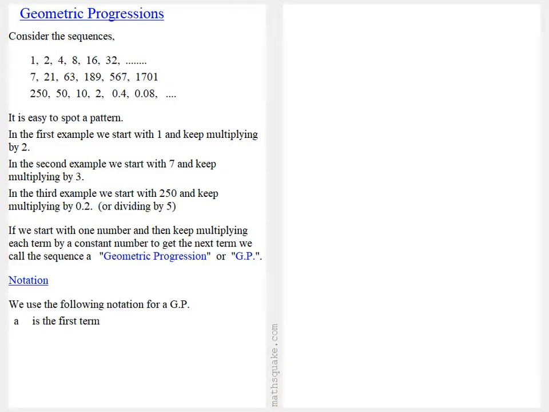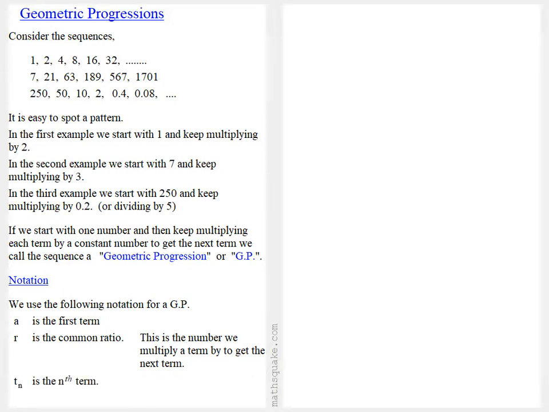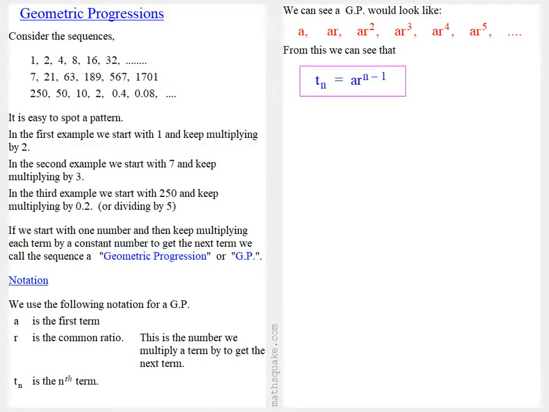We use the letter A for the first term, R for the common ratio. This is the number we multiply a term by to get the next term, and Tn as the nth term. So a GP would look like A, AR, AR squared, AR cubed, AR to the power 4, and so on. From this we can see that the nth term, Tn, is equal to A times R to the power n minus 1.